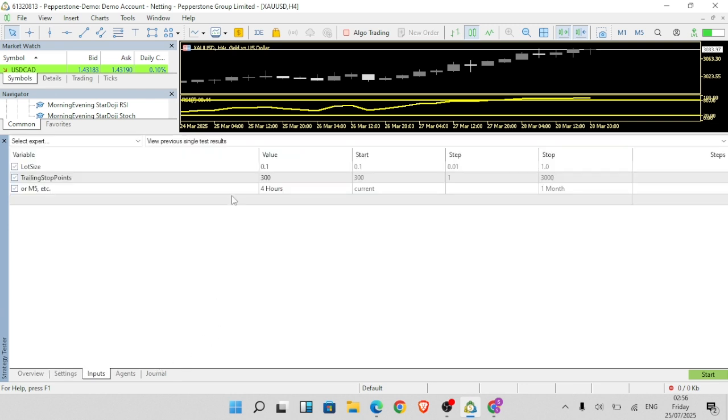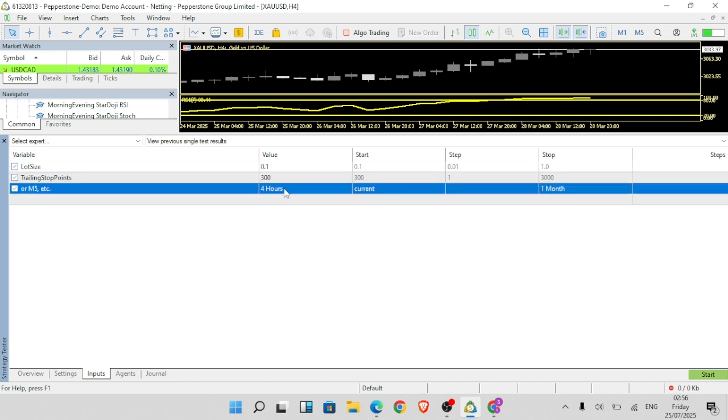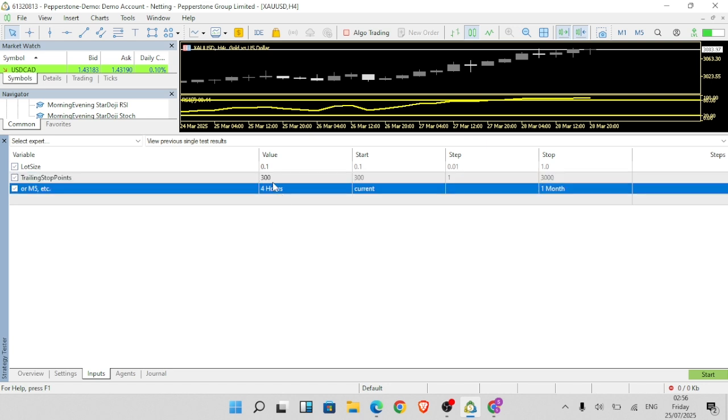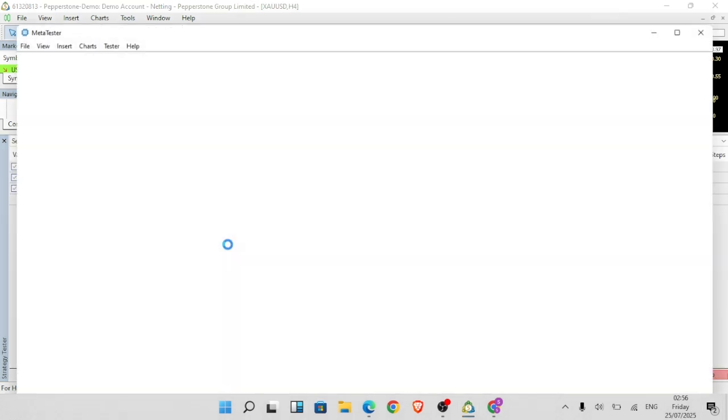I have very few inputs: the lot size and the trailing stop, and I have a reason for that. And then this is the time frame, so right now we are in the 4-hour time frame. I'll change the trailing stop to 500 and the lot size to 1. Now we are going to backtest over this period of time. We'll just press start and observe what happens.